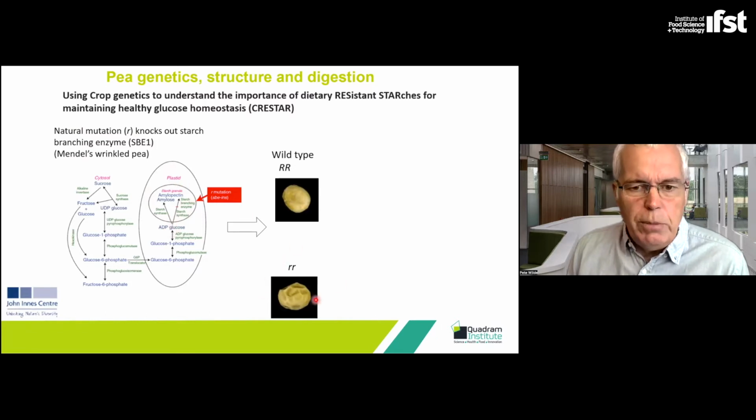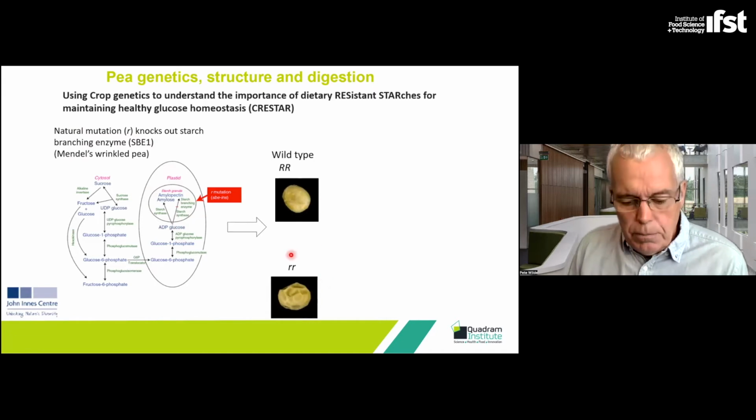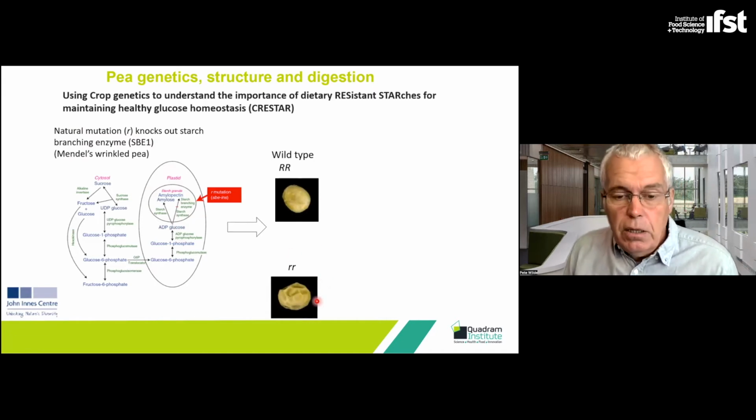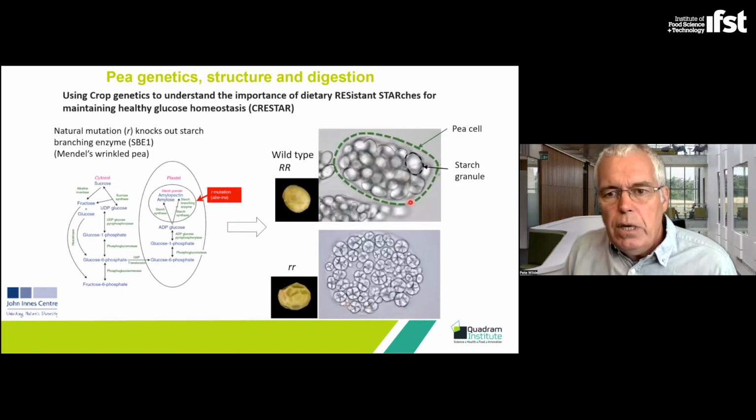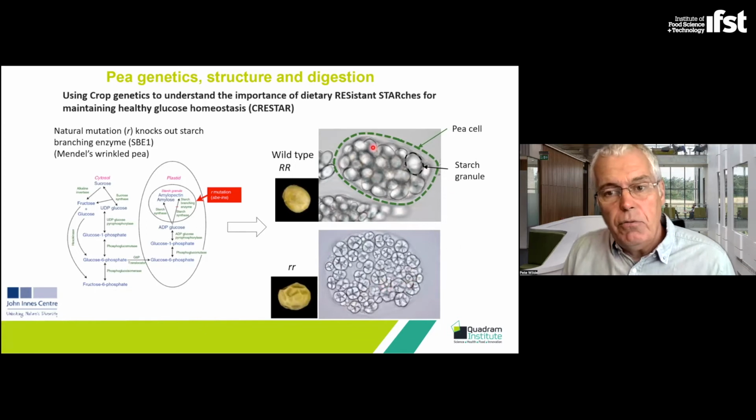So the wrinkled pea produces more amylose than the wild type, and there are clearly differences in the morphology of the pea. The starch granules also look very different, because these are much more crystalline structures compared to the native starch granule in the wild type pea. And we were interested in how this affected glucose absorption and metabolism.